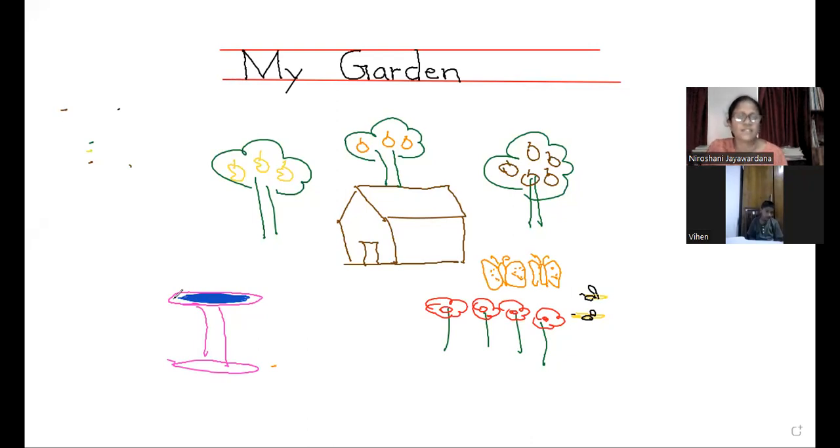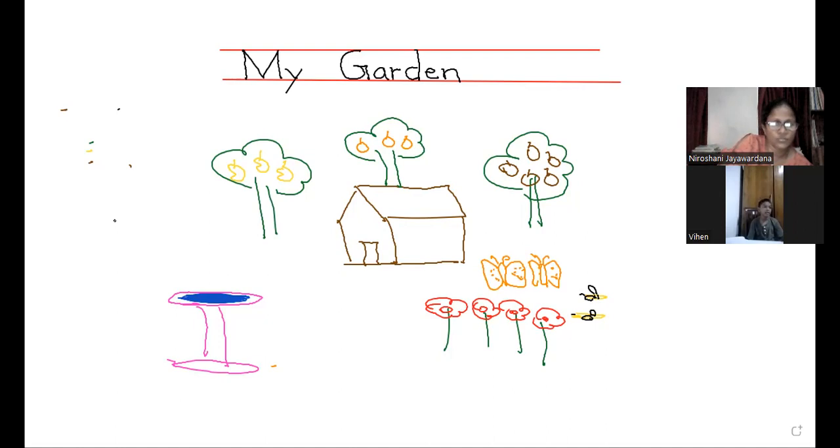Last week also we have learned some of these words. We are going to talk about my garden, right? Draw a house, then draw three trees behind the house. One is a mango tree, the other one is an orange tree, and a wood apple tree. And butterflies, two bees, flowers, four flowers, bird bath.